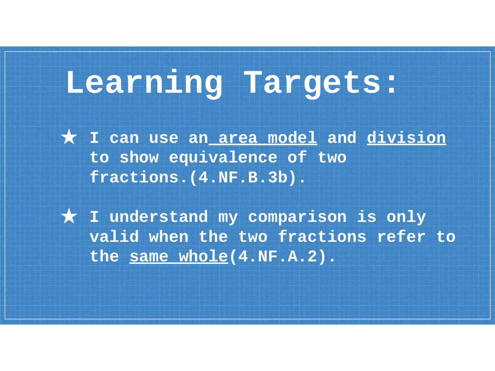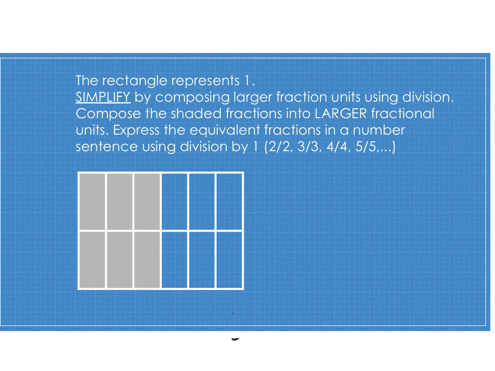So, it has to be the same to be equal. This rectangle represents one pan of brownies, is what we've been calling this in class. Simplify is a word that you're going to see later on, so I want you to get used to it. Simplify by composing larger fraction units using division. And this is the kind of instructions, directions you'll see in your homework tonight.